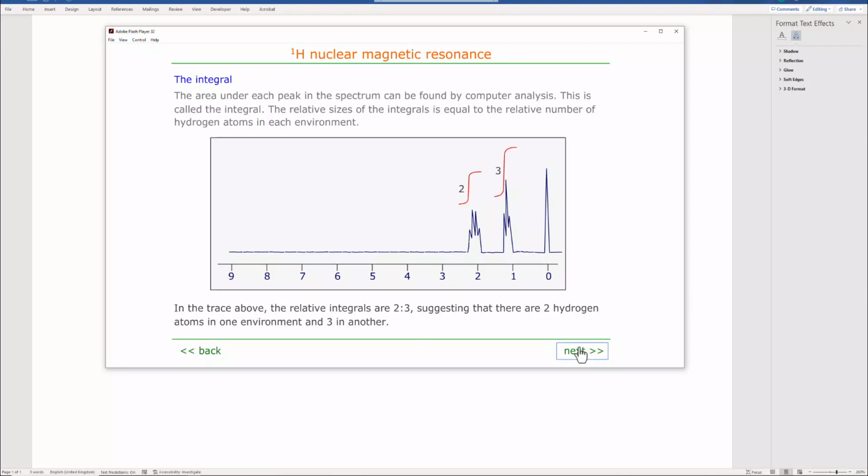Let's move on a bit. Again, these are the integrals. The integral is the area under the curve of the absorption, and this tells us the relative number of protons that cause the absorption.